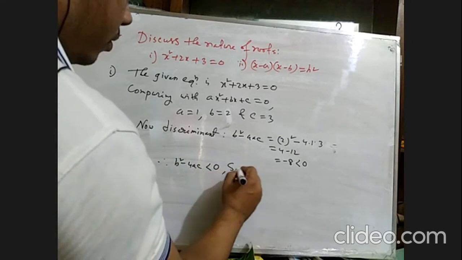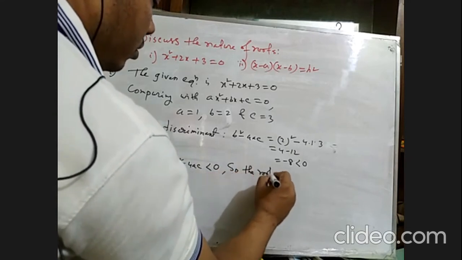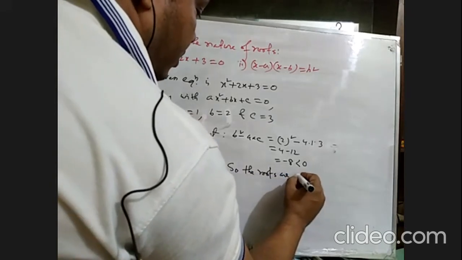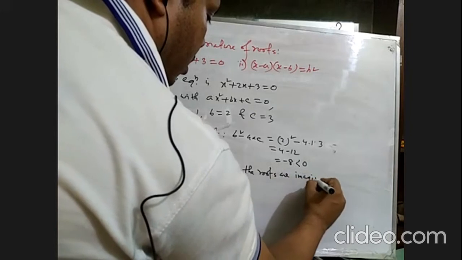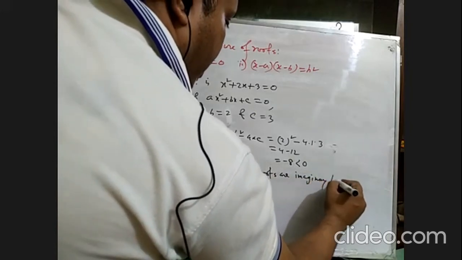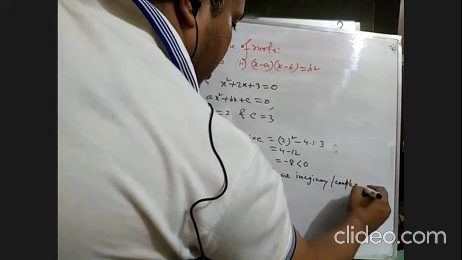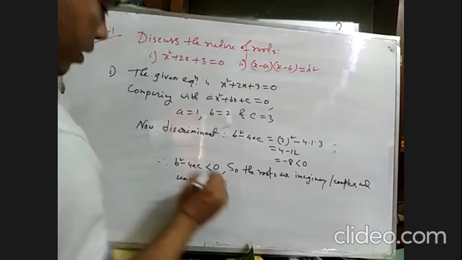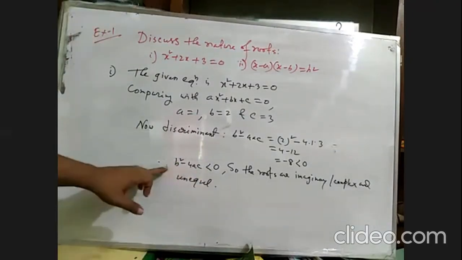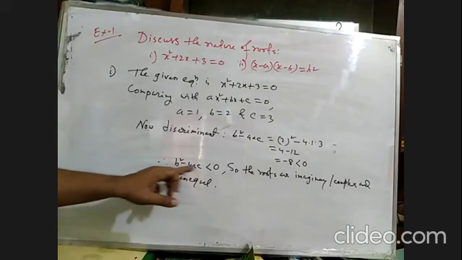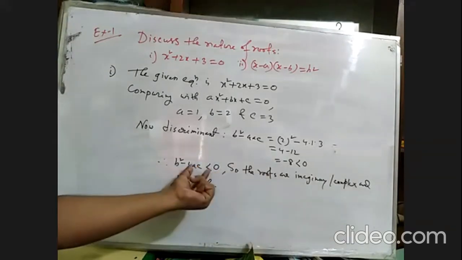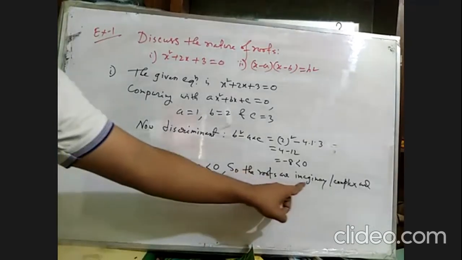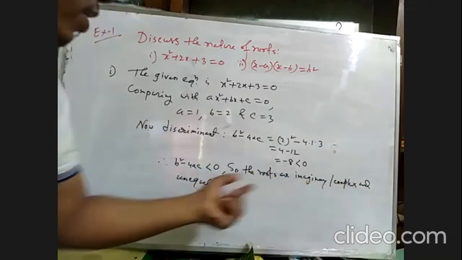So the roots are imaginary or complex and unequal. This is the number 3 condition. Less than 0 means the roots are imaginary because the discriminant is negative. If the discriminant is negative, then the roots are imaginary or complex and unequal.